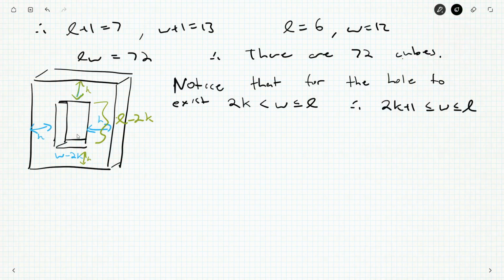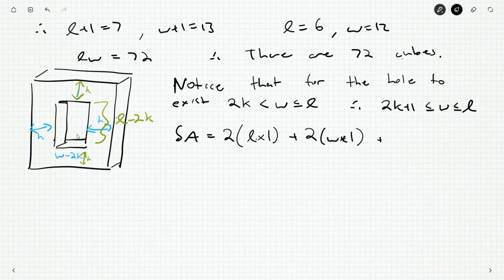All right, so surface area is, okay, there's going to be two strips of size L, two L by 1s, two W by 1s. Then there's going to be two of these L minus 2Ks.